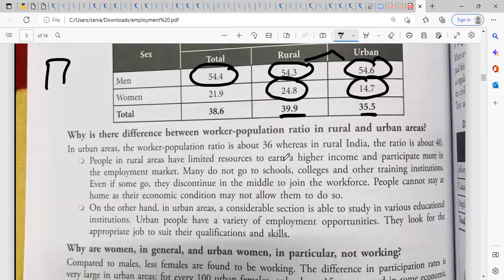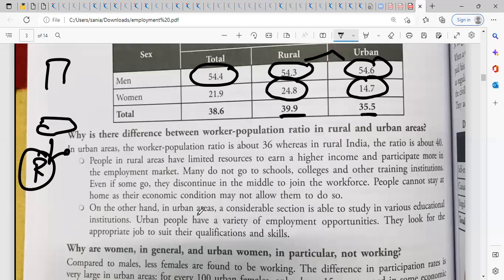People in rural areas have limited resources to earn higher income and participate more in the employment market. Many do not go to school, colleges, and other training institutions. Even if they go, they discontinue in the middle to join the workforce. People cannot stay at home as their economic condition may not allow them to do so. So in rural areas, most of the people are engaged in work, either serving in the agriculture field or in some employment status. Most do enroll for schooling, but they leave because in rural areas most of the people are poor. So in order to sustain their life and contribute for their home, they leave their schooling and join the workforce.